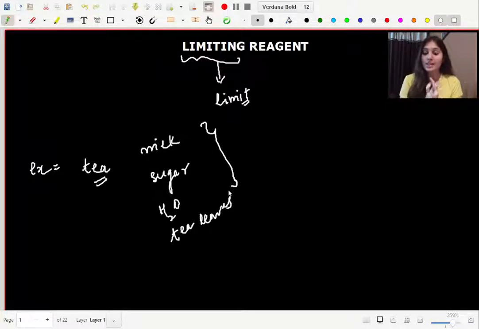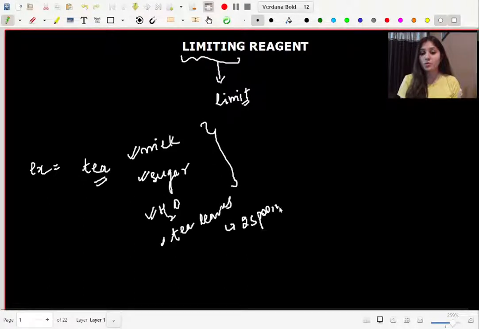But let's say I have milk with me in a good quantity, sugar also in a good quantity, water also in a good quantity, but tea leaves I only have 2 spoons. Only 2 spoons of tea leaves are left with me. So in this case, no matter how much milk, sugar and water I have, I will only be able to make the amount of tea that can be made out of these 2 spoons.